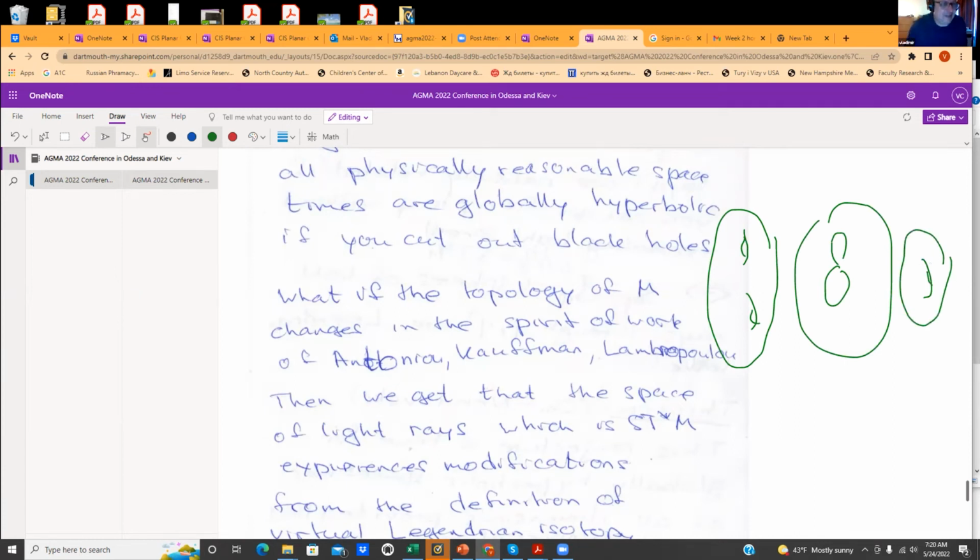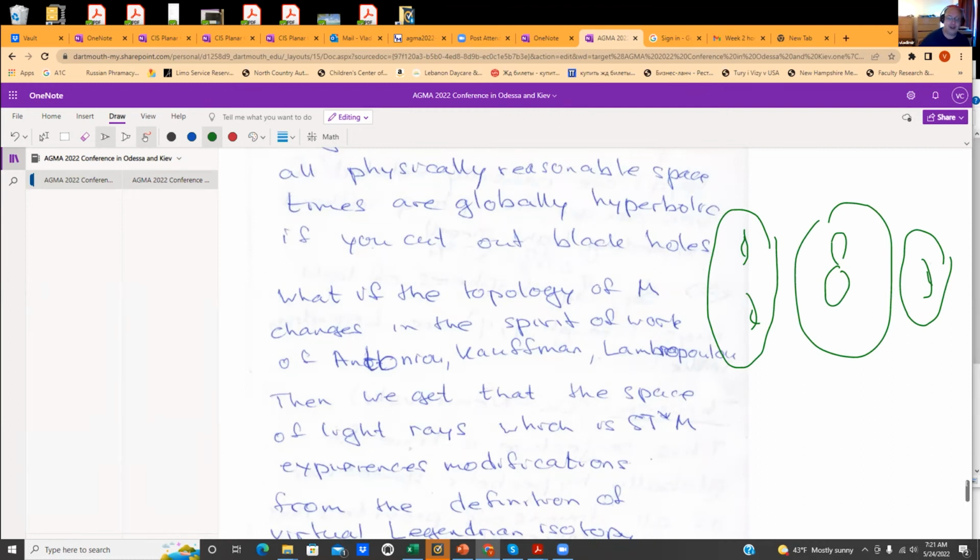Of course, this is exactly the setup when you should use virtual isotopy. And this is not the virtual isotopy in the sense of Kaufman, this is the virtual Legendrian isotopy in the sense of Patricia Kahn and Asa Levy. By Legendrian, because the light cones, if you want to study causality, are Legendrian spheres.